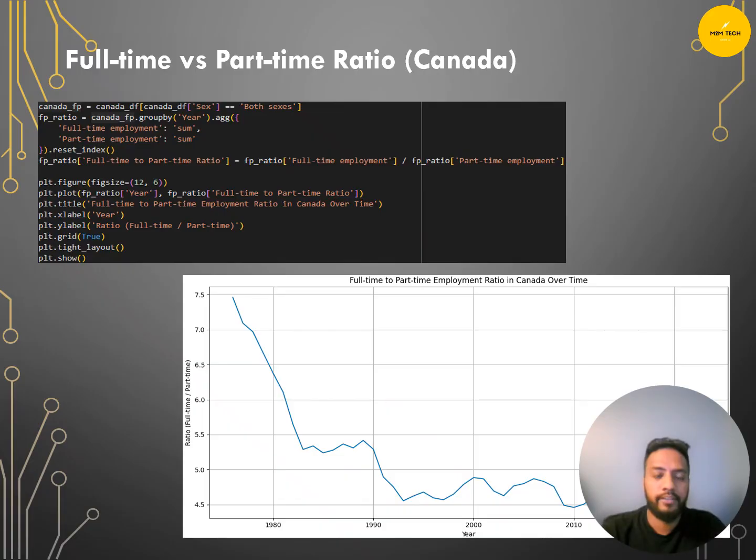This full-time versus part-time ratio chart shows how the balance between full-time and part-time jobs changed. The line is slowly going down, which means part-time jobs have become more common in Canada over time.